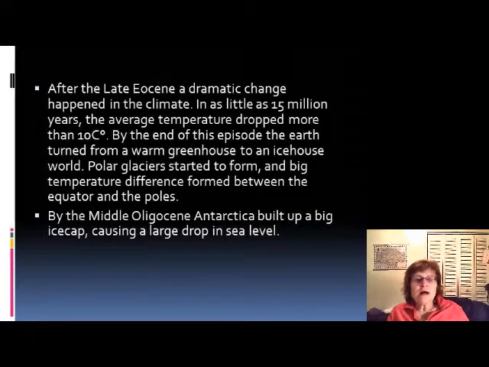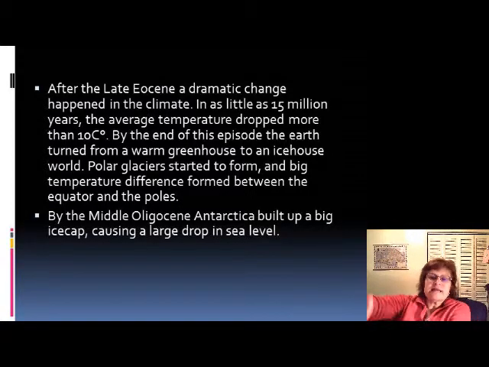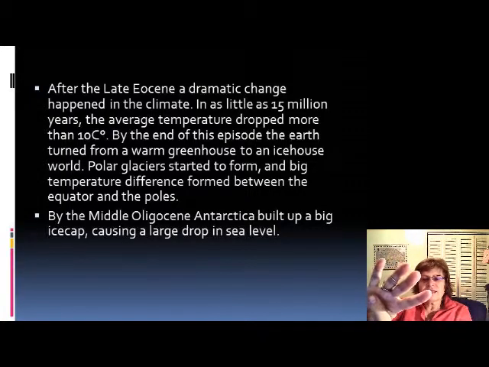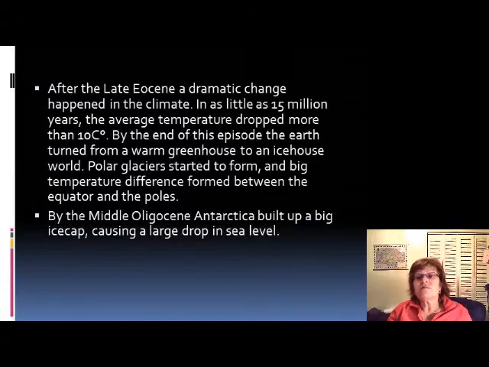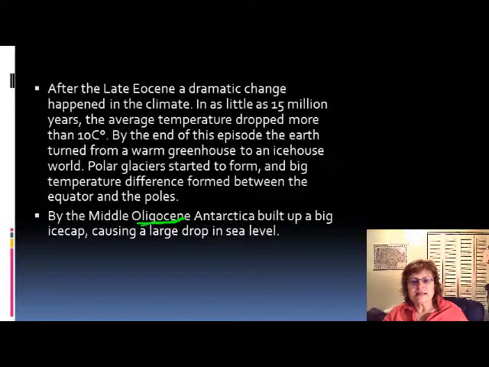And by the middle Oligocene, Antarctica built up a huge ice cap, and that caused a big drop in the sea level. And the reason for this whole thing is that Australia and Antarctica started to break apart, and Antarctica moved to the South Pole, which sets up Earth for an ice age. So by the middle Oligocene, the sea level had dropped majorly.